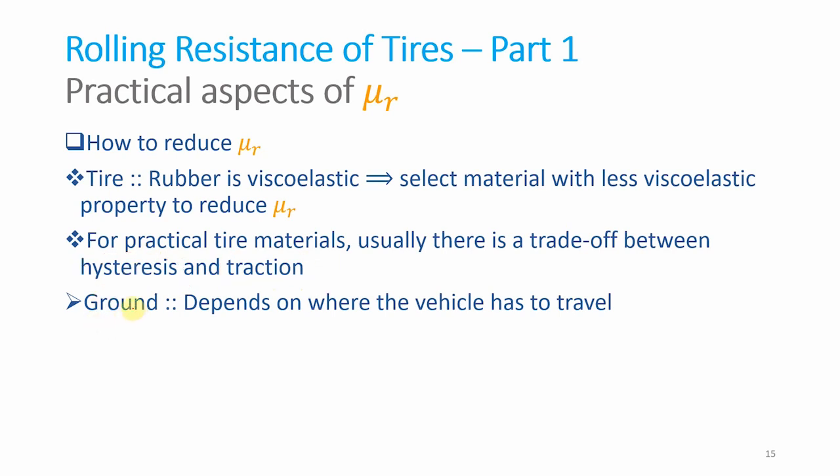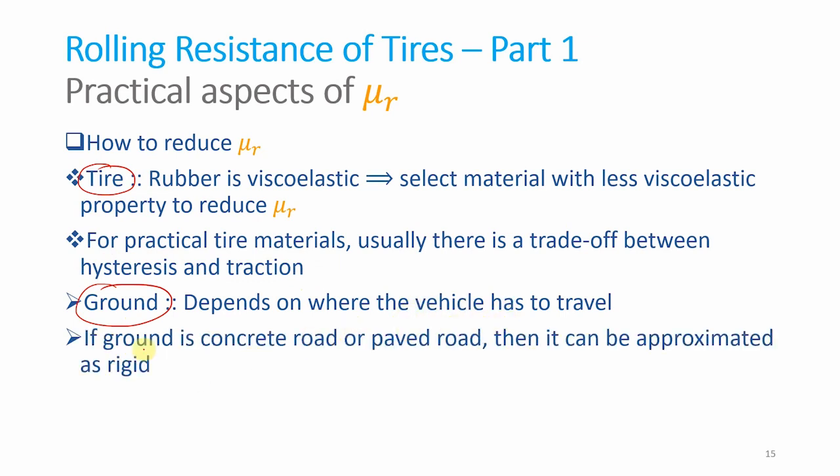Now coming to the ground, we have tackled the tire. Now coming to ground, we do not have much control because it depends on where the vehicle has to travel. If the ground is concrete road or paved road, then it can be approximated as rigid. Then this is a good thing because rolling resistance is lesser for a concrete road or a paved road.